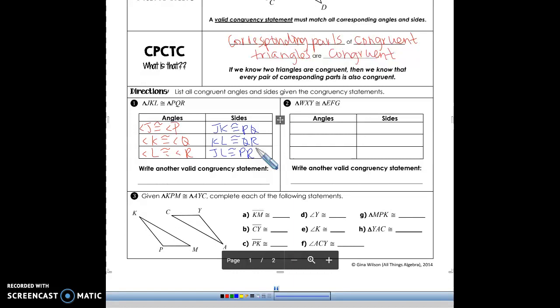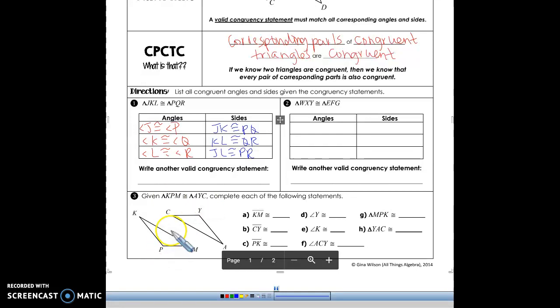Okay, looking at number 3. Given that triangle QPM is congruent to triangle AYC, that's our congruent statement. Let's see what parts are actually congruent. Can we fill in the rest of the statements?